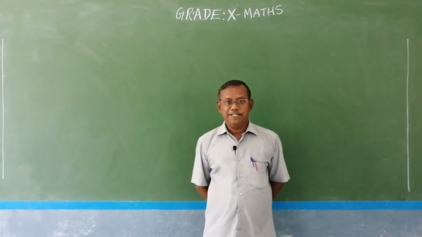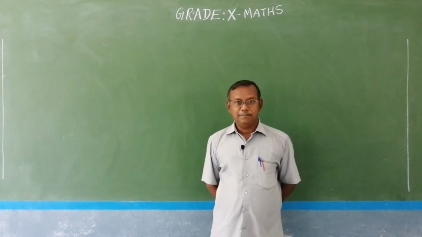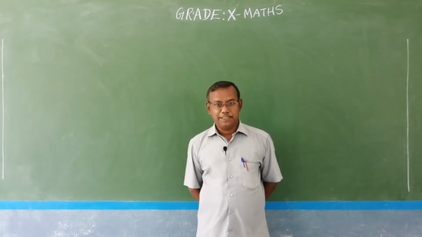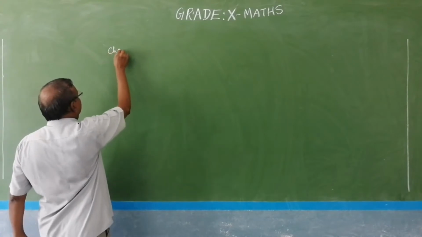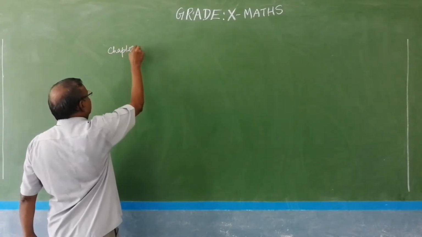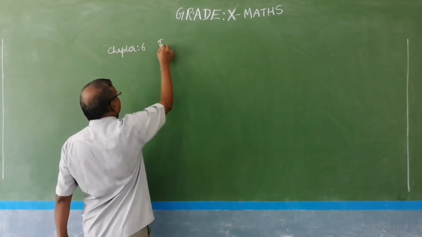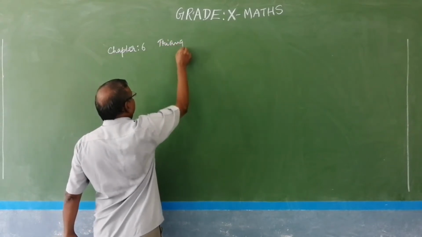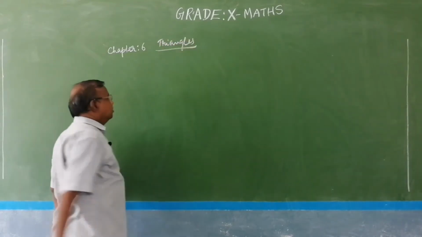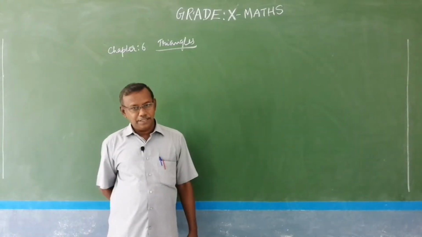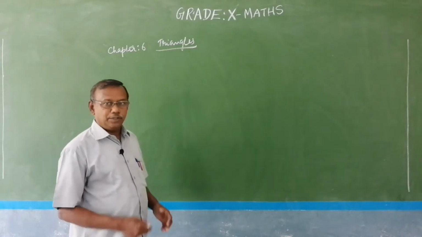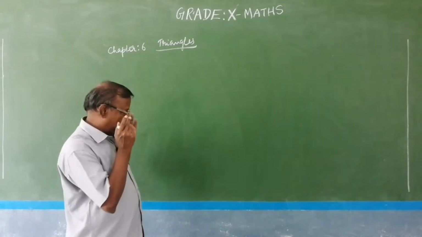Now, I am going to take the 10th standard mathematics, chapter 6, triangles. In ninth standard, you have studied about congruent triangles. Here we are going to study about similarity of triangles.